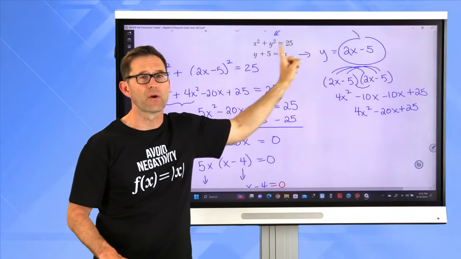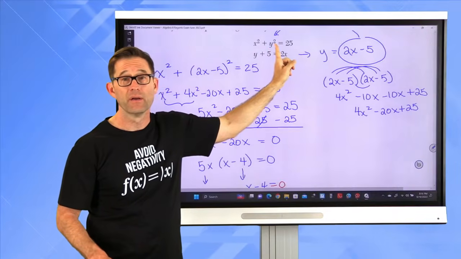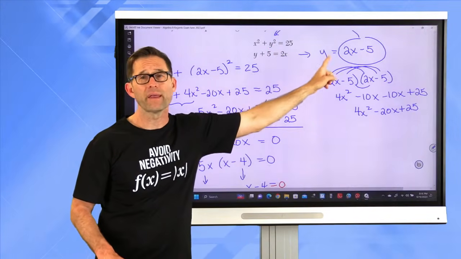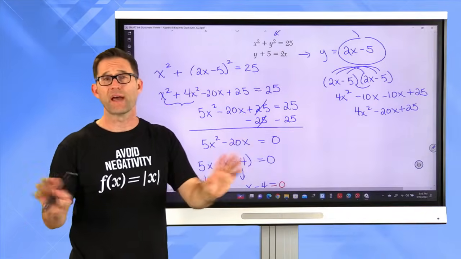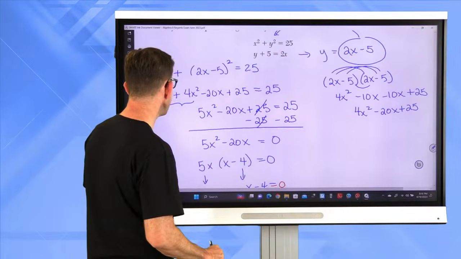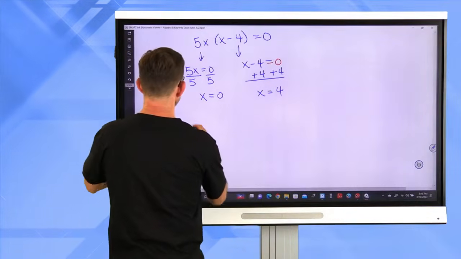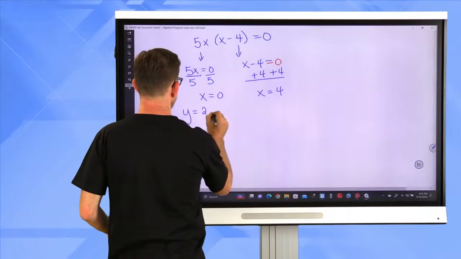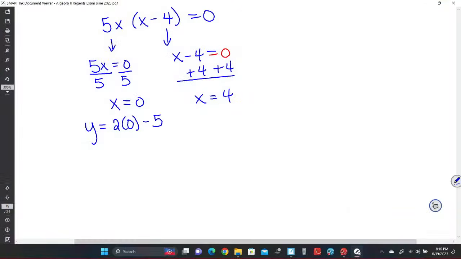I want to put it in here. There's no way I should put it in here to solve for my y. Look, y equals 2x minus 5. You don't get anything easier than that, all right? So, since y is equal to 2x minus 5, I can just do this. Y equals 0 minus 5, and y equals negative 5.